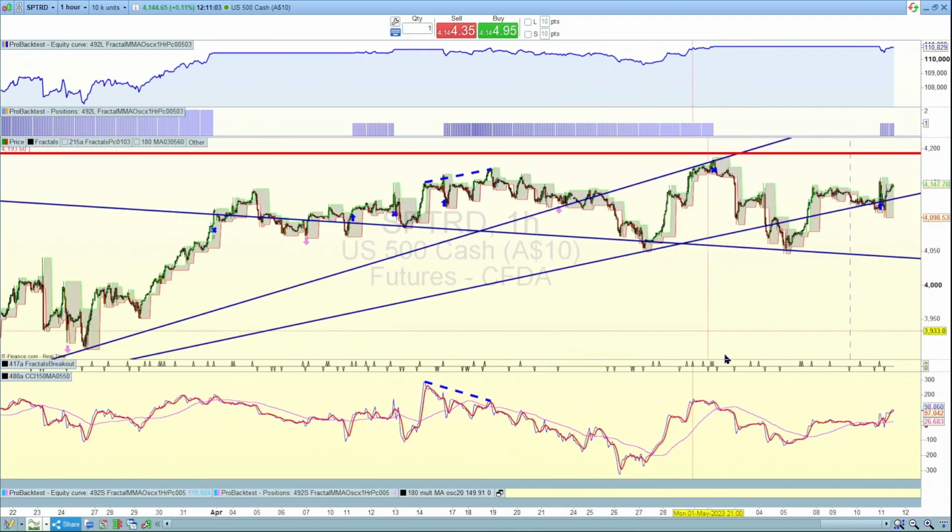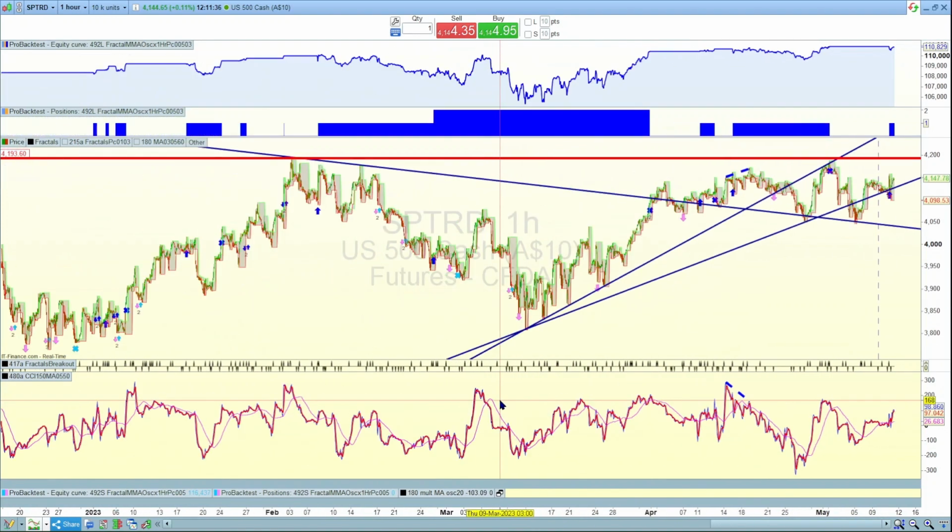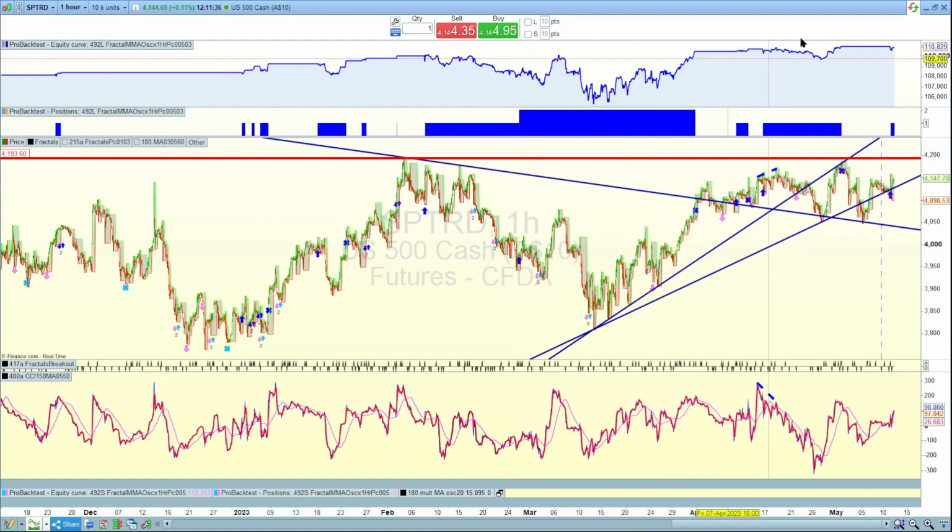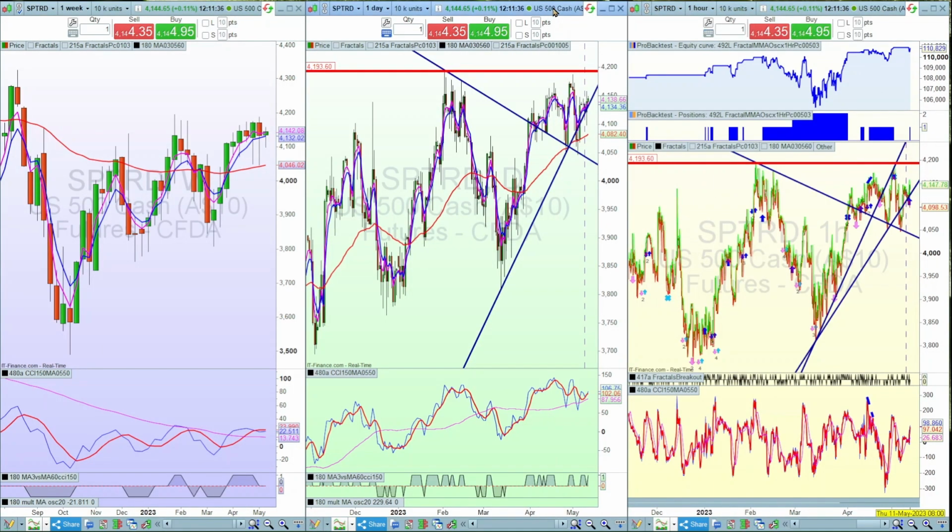One thing we also look out for is any divergence. Just for a quick lesson, see here for example, there was a bearish divergence on the CCI versus a bullish divergence on the price chart, and ultimately it did break to the downside. So we need to be mindful of that and potentially be aware of it when it happens. Let's go back to the daily.